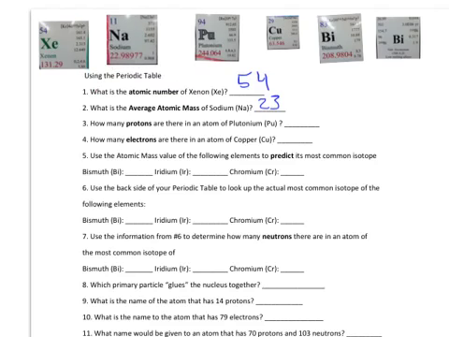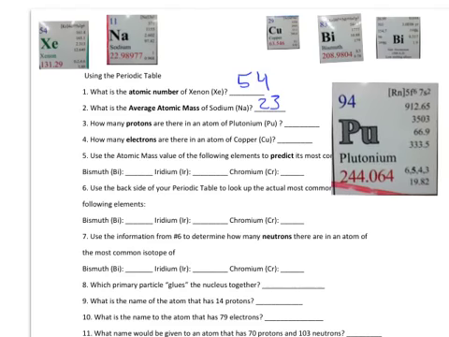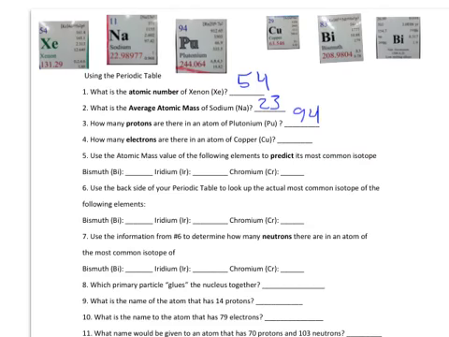How many protons are there in an atom of plutonium? Well, let's take a look at plutonium here. How many protons are there? Well, that is what the atomic number tells us. The atoms are numbered 1 to 118 based on how many protons they have. So if we look here, sodium has 11, copper has 29, bismuth has 83, and plutonium has 94. Let's move back here, shrink around down.